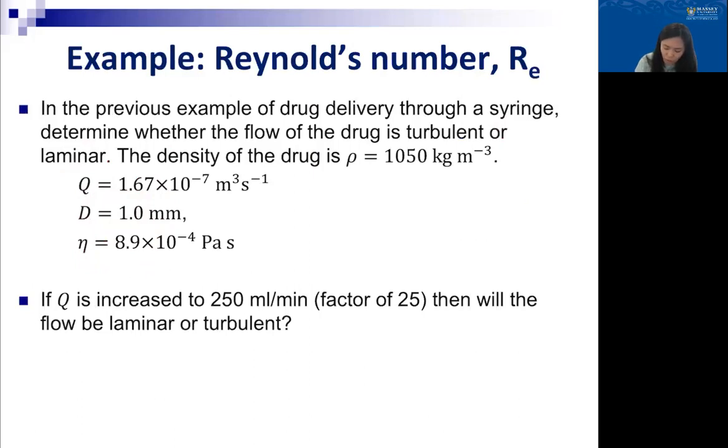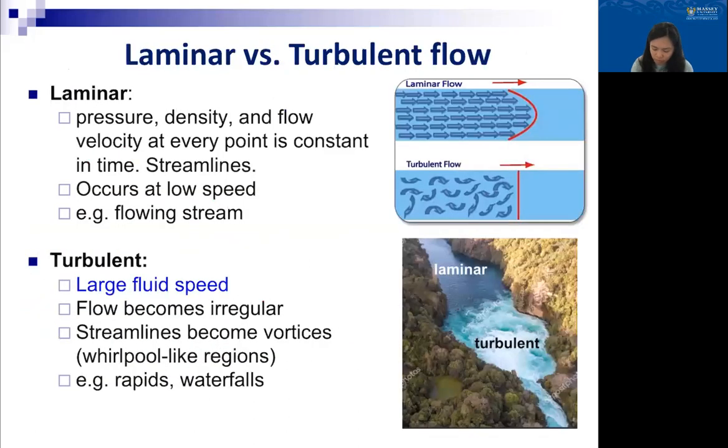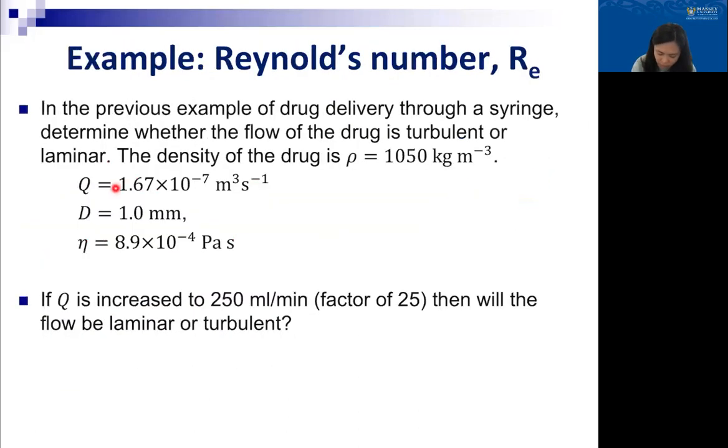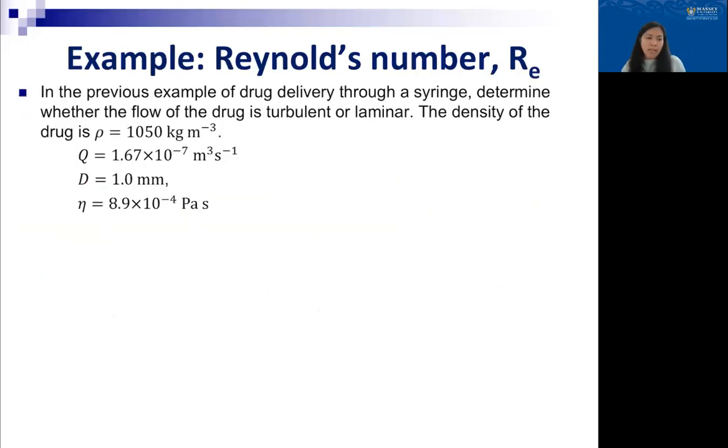And then there's a follow-up question here. Okay, what will happen if the flow rate is increased? But first, let's look at the first question with the previous parameters. I've already written it down here. Let's determine whether the flow is laminar or turbulent.